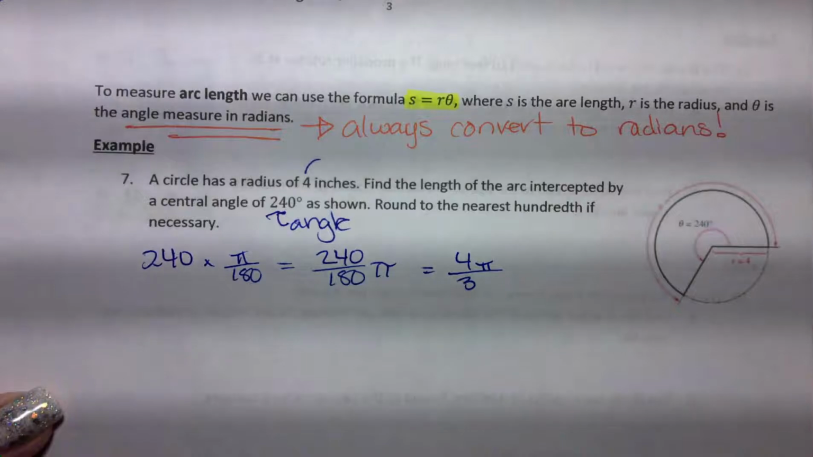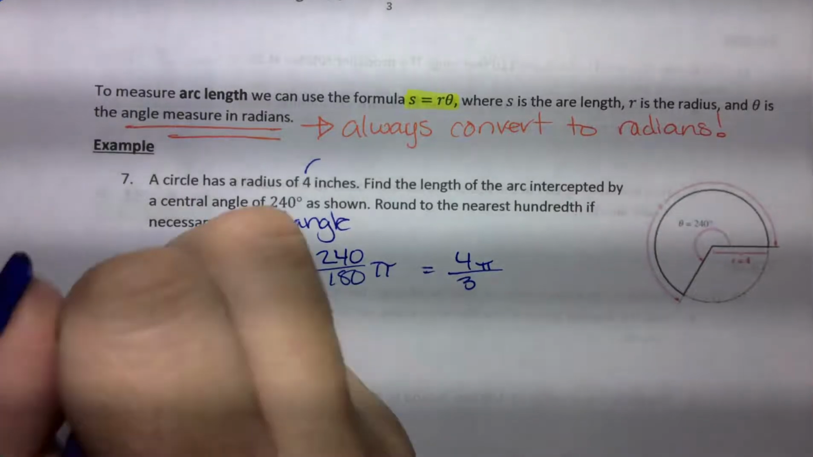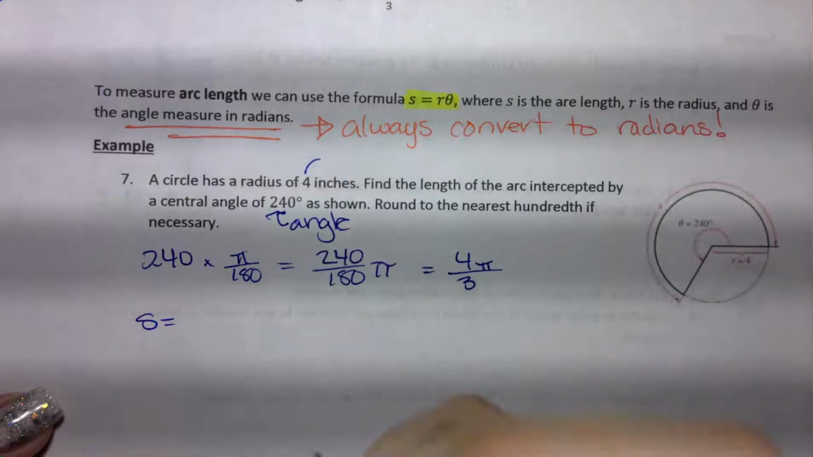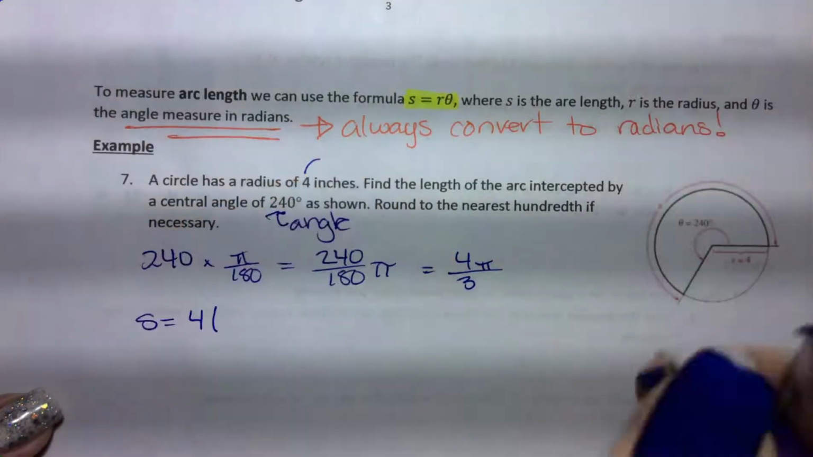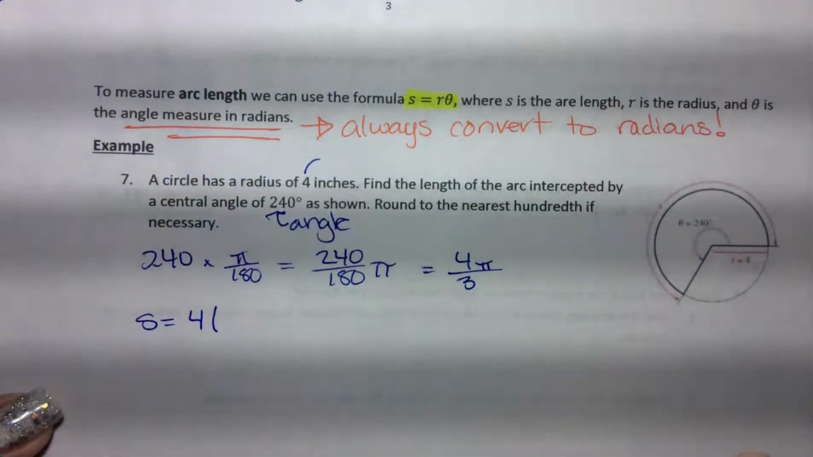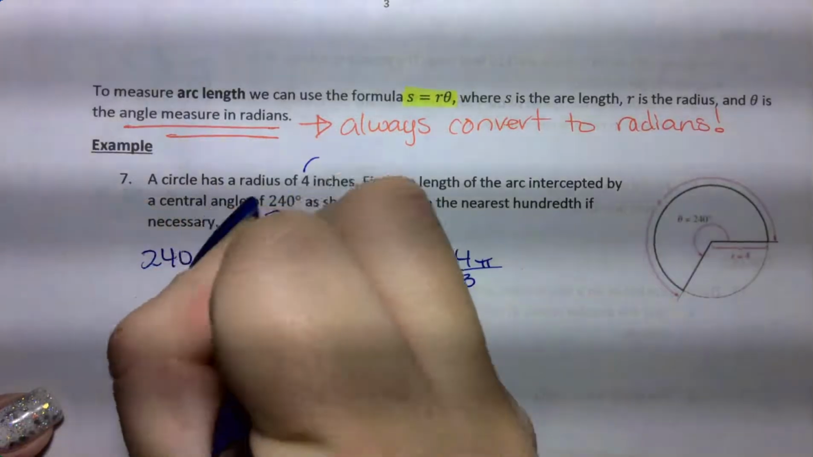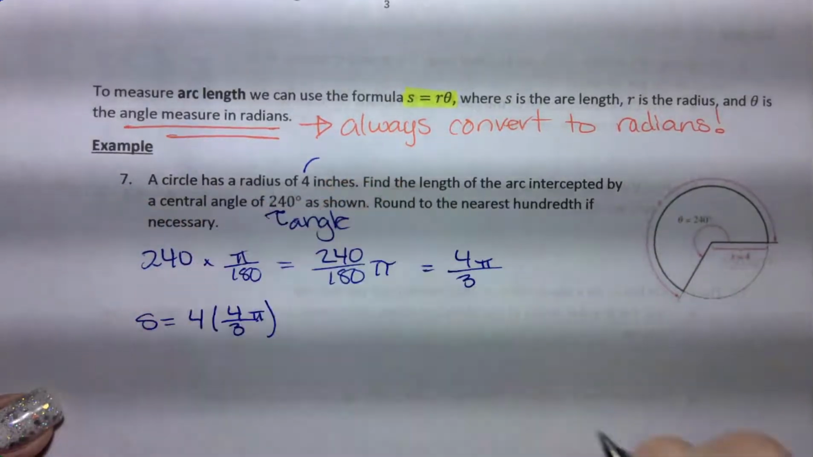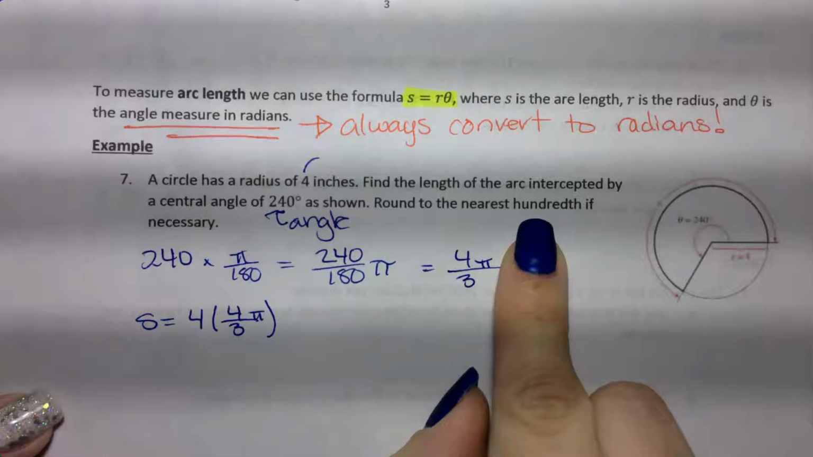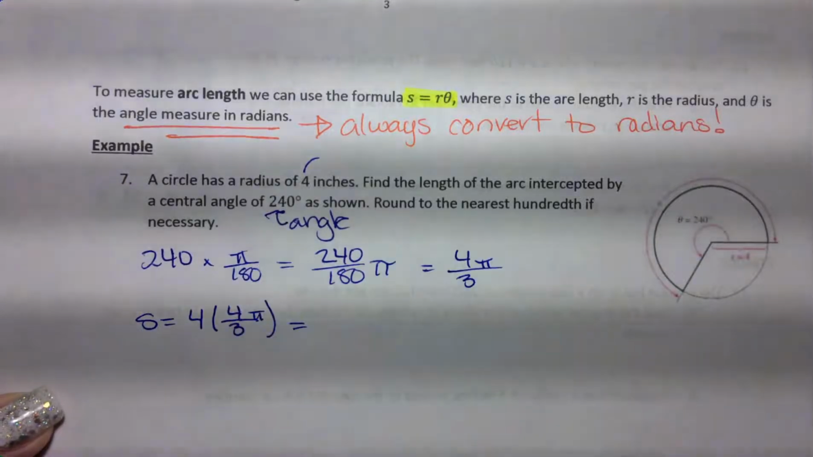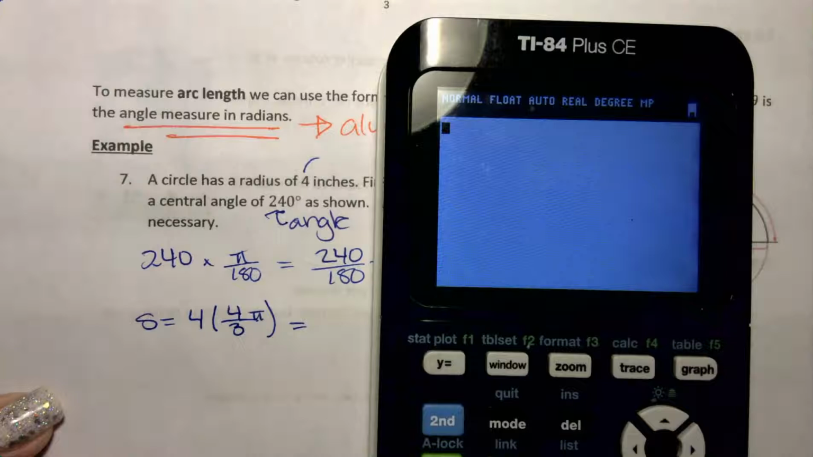And then I want to plug into the arc length formula. This is going to be S equals r for my radius, which here was 4, times my theta, which is my angle in radians. So 4/3 pi. And this question wants me to round to the nearest hundredth if necessary. So for this question, I will be typing the pi into the calculator. I have 4, parentheses 4, oops, I wanted 4 pi.